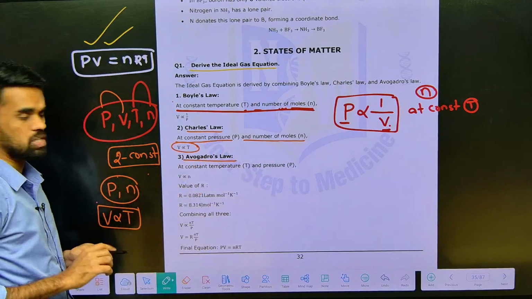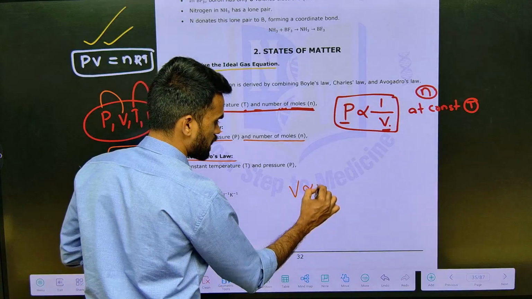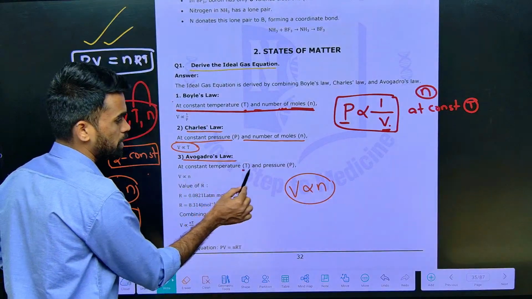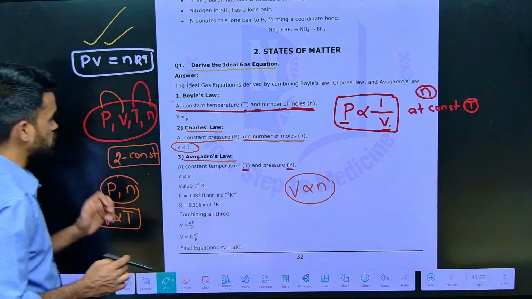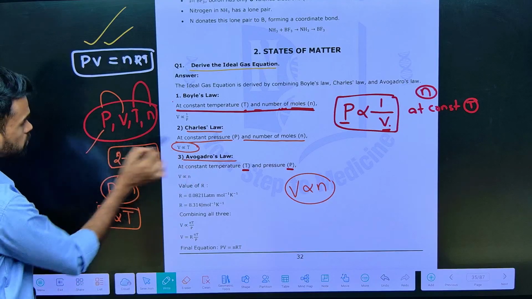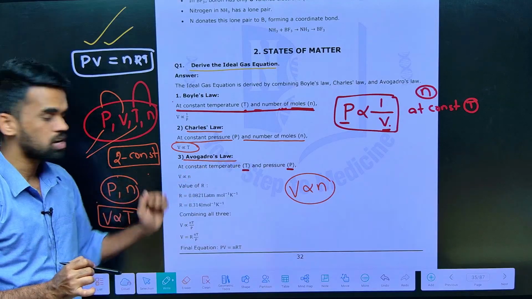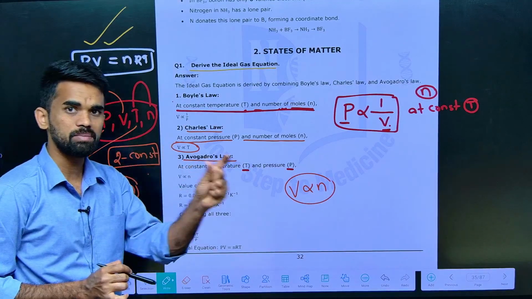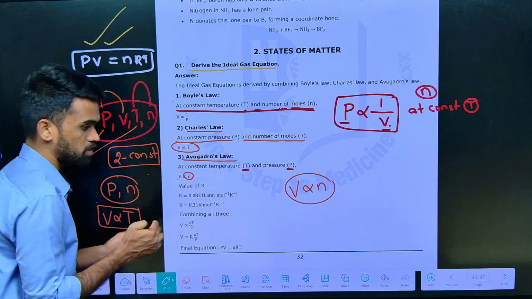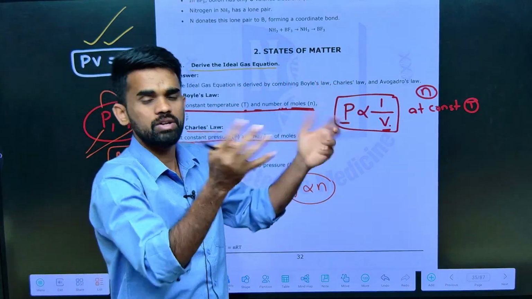Avogadro's law: the volume of a gas is directly proportional to the amount of substance at constant temperature and pressure. What are constant out of these four terms? Here pressure and temperature are constant. At a particular pressure and temperature, the volume of gas is directly proportional to the amount of substance. It means the more substance present, the more the volume. That is what you need to understand here.